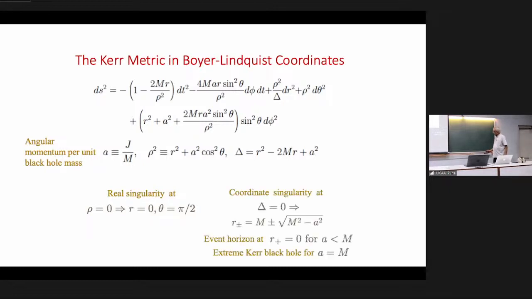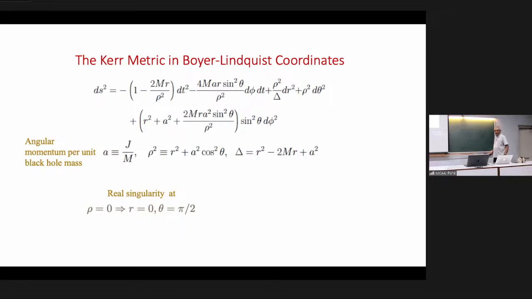At r is equal to 0. You see, in the Schwarzschild case, the singularity is at r is equal to 0. So it's a point singularity, and there the curvature and matter go singular.